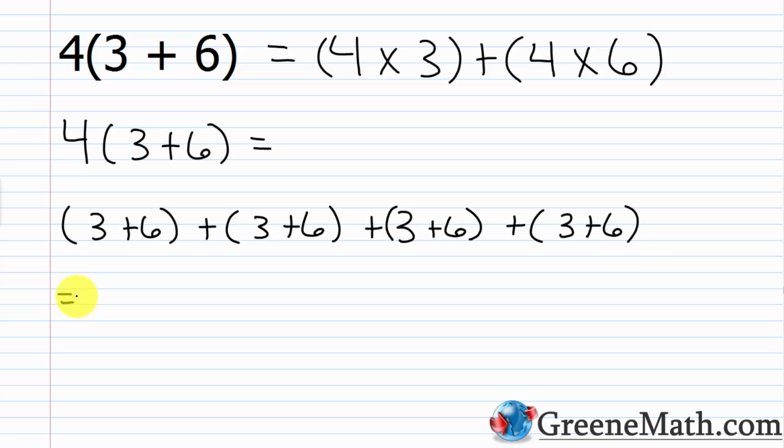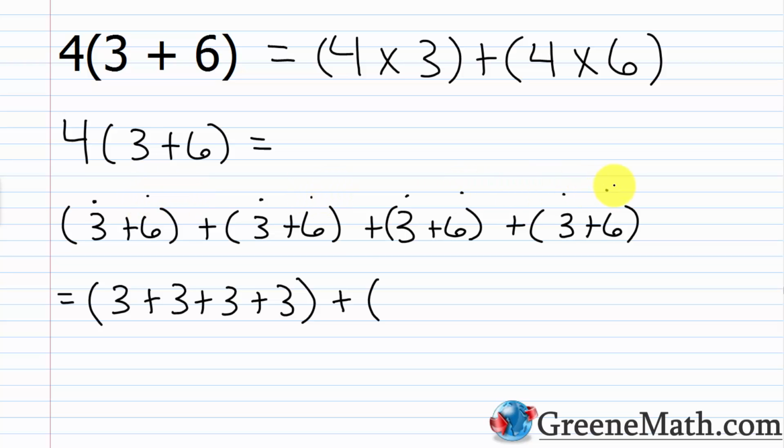Now, I know that the associative property and the commutative property allow me to reorder and regroup this addition however I want. So inside of parentheses I'm going to write 3 plus 3 plus 3 plus 3. I have 1, 2, 3, 4 of those. Then plus, inside of another set of parentheses, I'm going to put the 6's. So I have 1, 2, 3, 4 of those. So 6 plus 6 plus 6 plus 6.